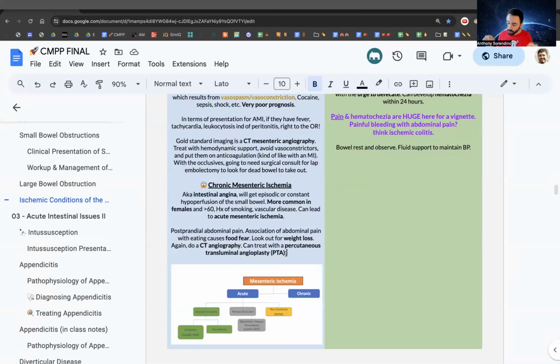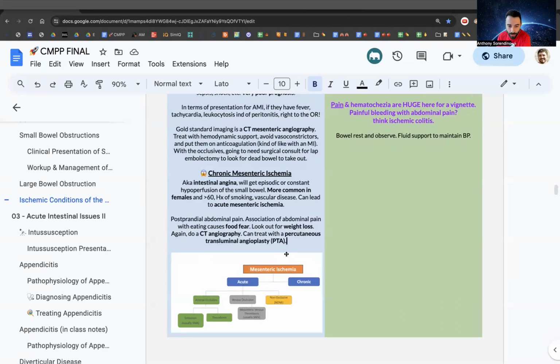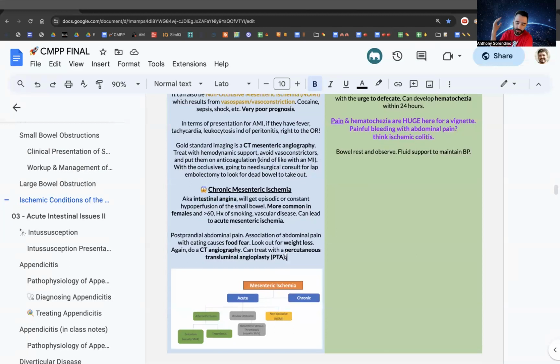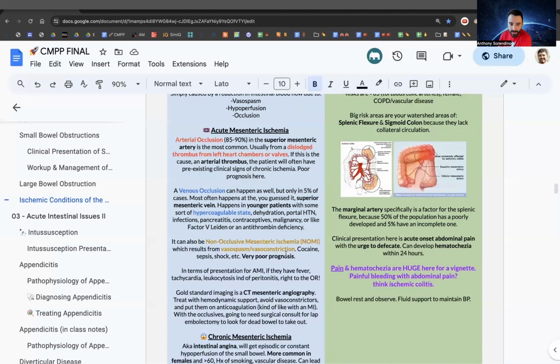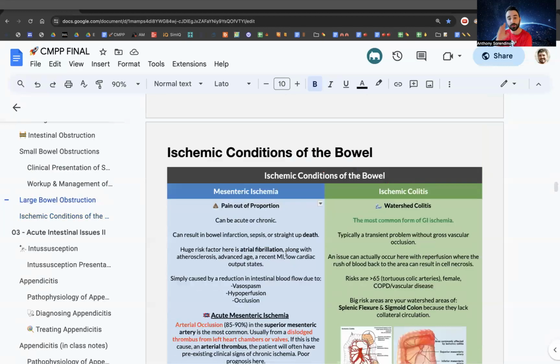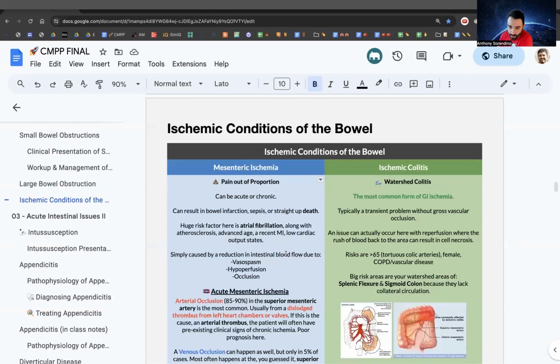And then this could come up too, you can treat this with a percutaneous transluminal angioplasty. So balloon this occlusion out. So everything I just said, it's on the left. This is mesenteric ischemia. Now let's put everything on the right and talk about ischemic colitis.